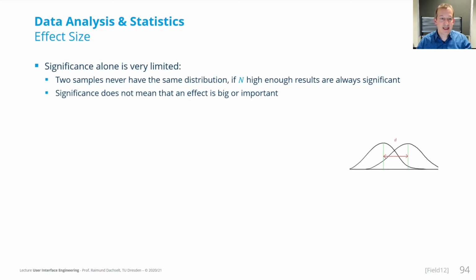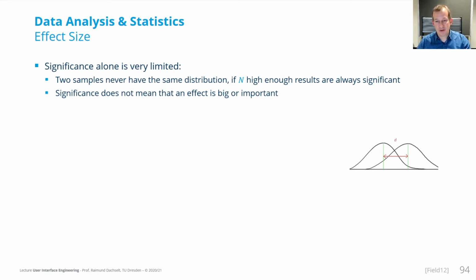So the significance alone is limited in that regard because, of course, two samples never have the same distribution. If n is high enough, then the results are always significant. Also, significance does not mean that an effect is big or important.